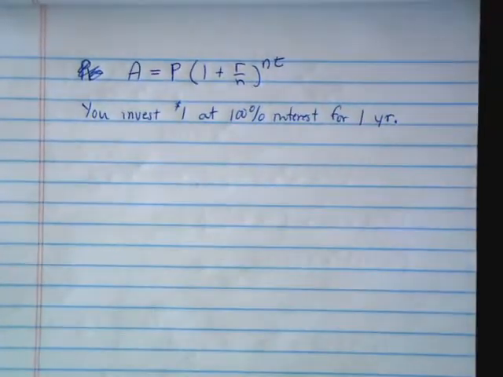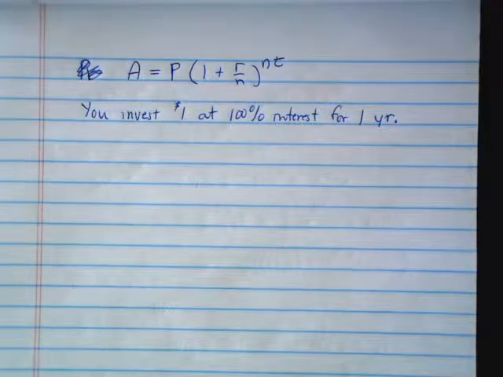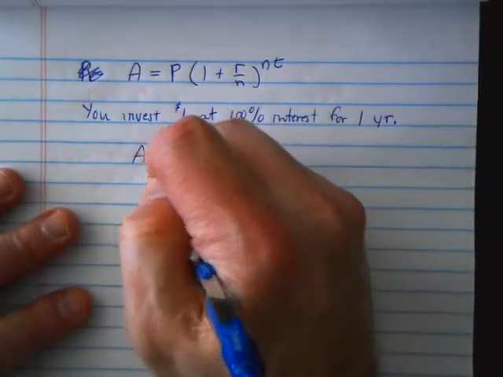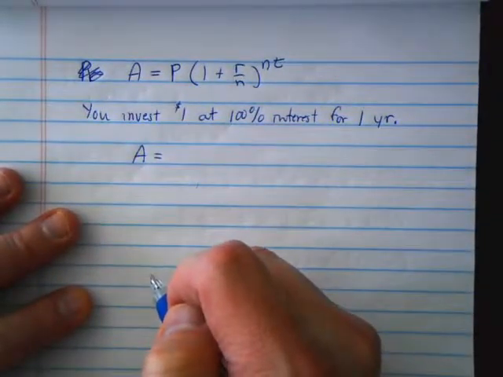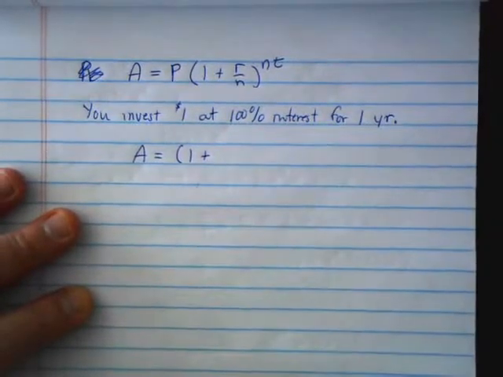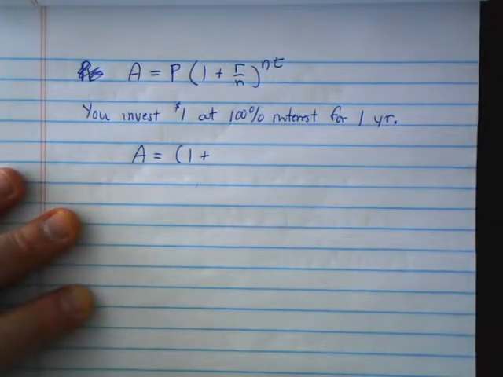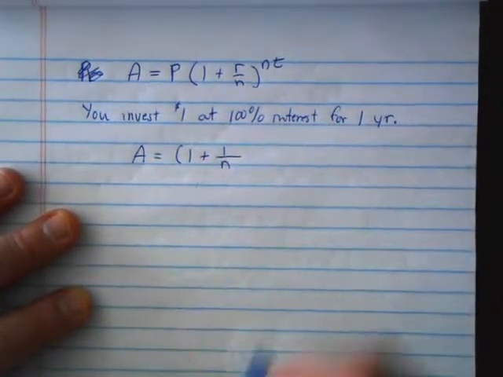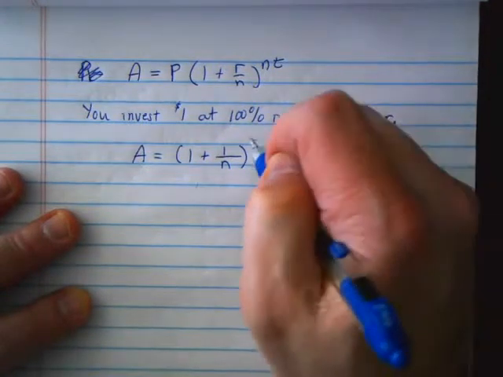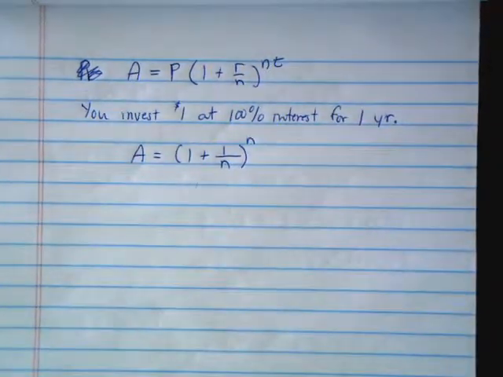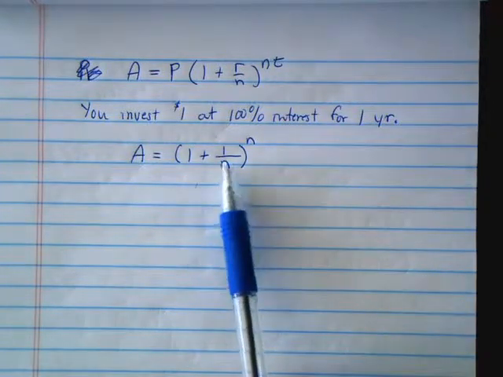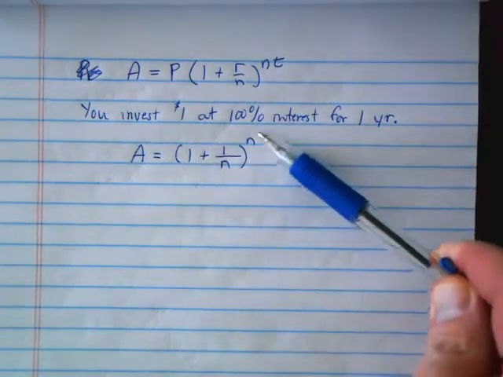For 1 year. So if you're going to invest $1 at 100% interest for 1 year, this formula becomes A equals, what's our principal? 1. 1 plus, what's our interest rate? 100%, which would be 1, right? 1 over N, I didn't tell you N, did I? Raised to the N. T was 1, because T was 1 year. So notice this gives us a function which has a variable in the base and a variable in the exponent.